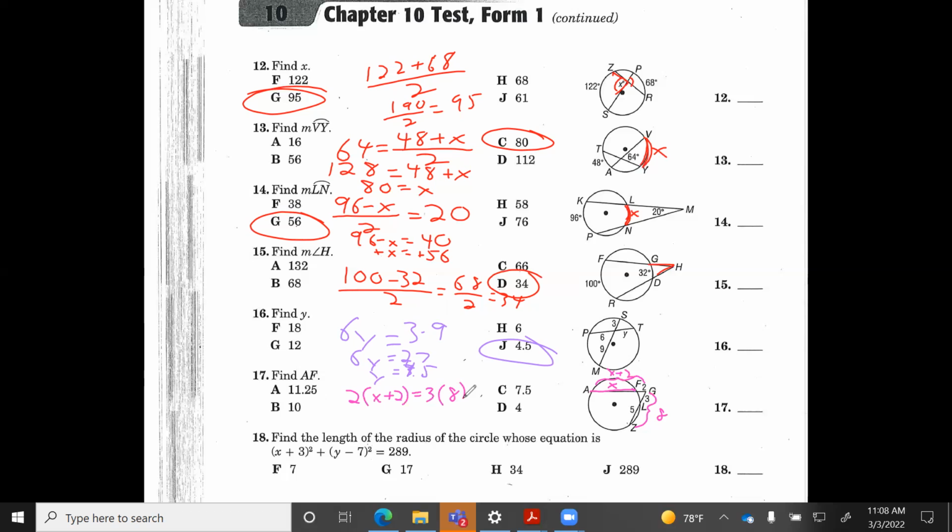So distribute on this side. 2 times these gives us 2x plus 4. 3 times 8 is 24. Subtract off 4 and you get 20. Divide by 2 and x is 10.